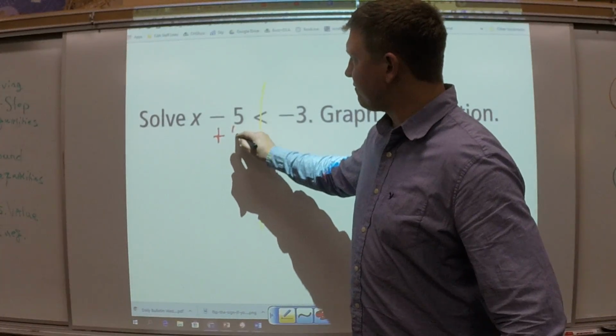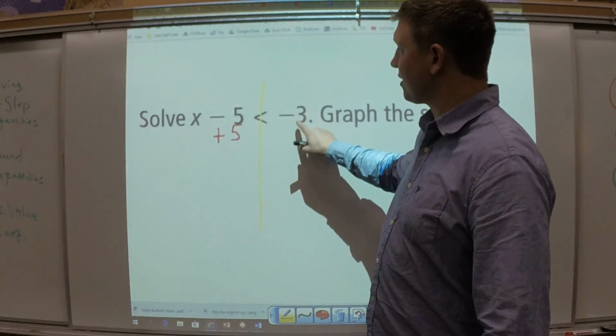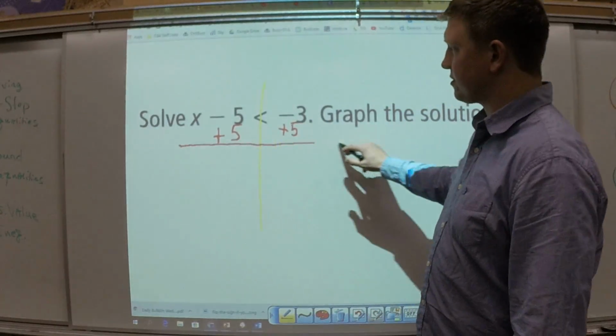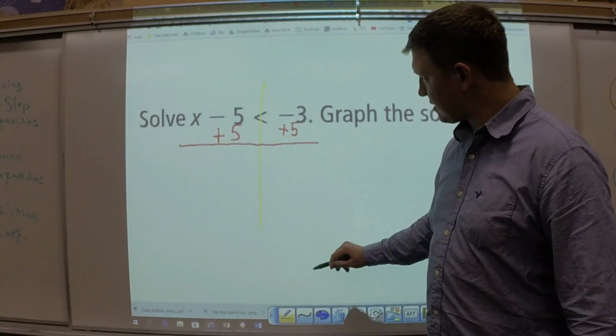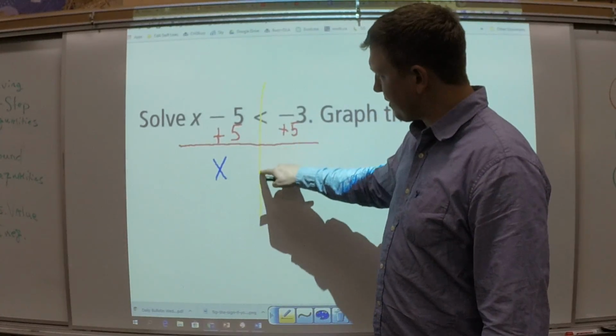So if I add 5 here, because the opposite of subtracting 5 is to add 5, then I must do it on this side as well. So I add 5 here as well, and I draw a line straight across, and drop down my x. If I drop down my x like this, I drop down my inequality.